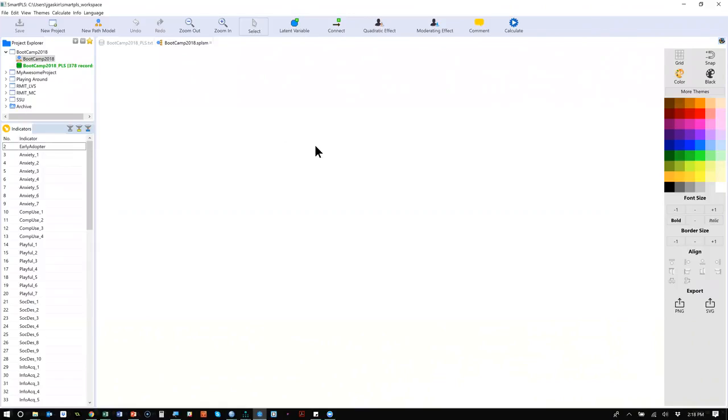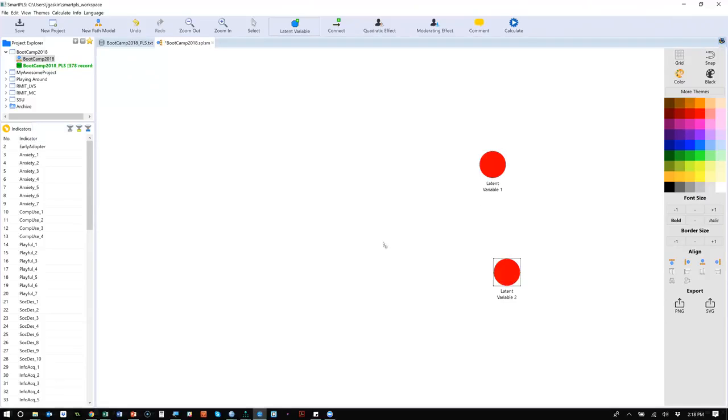SmartPLS is a latent modeling software, so we're going to create latent models. Let's go ahead and create the model that we're testing. The way to do that is to click on this latent variable tool up top. It's the circle with the little star. And then you're going to click, click, click, click, click, click.